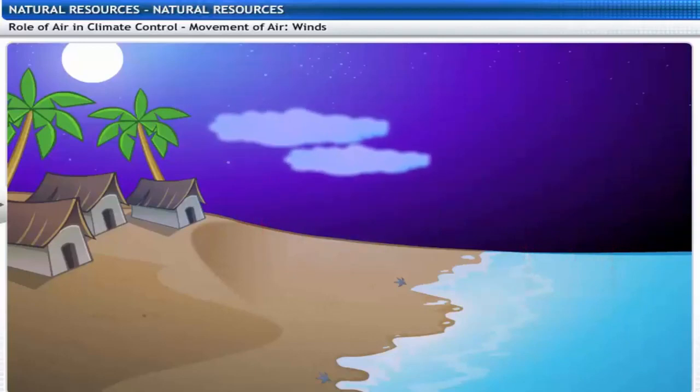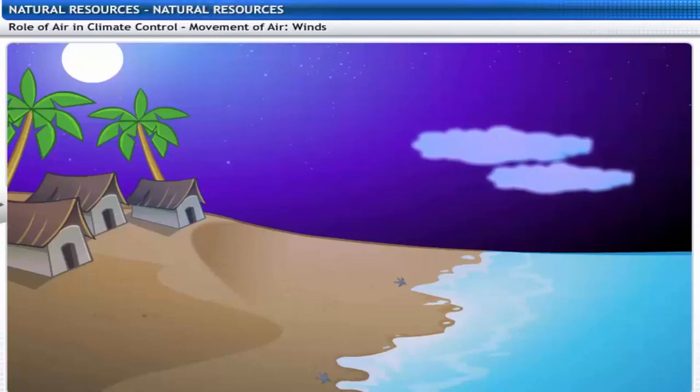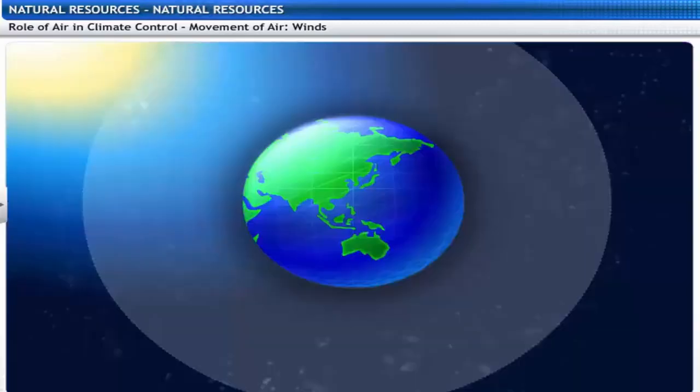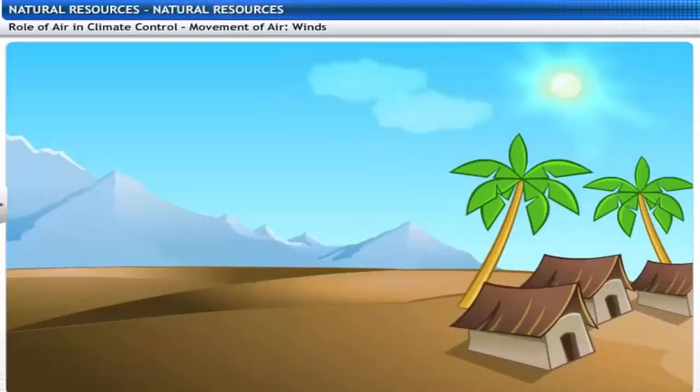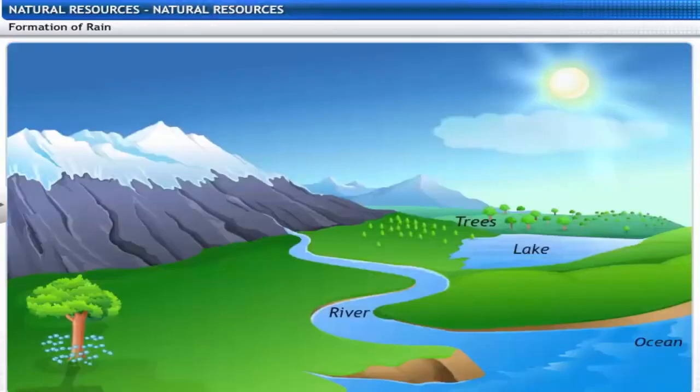However, it is not only the temperature, but some other factors that are equally important, like rotation of the earth, presence of mountains, altitude, etc. Apart from causing land and sea breezes, air also helps to form rain. Let's see how.